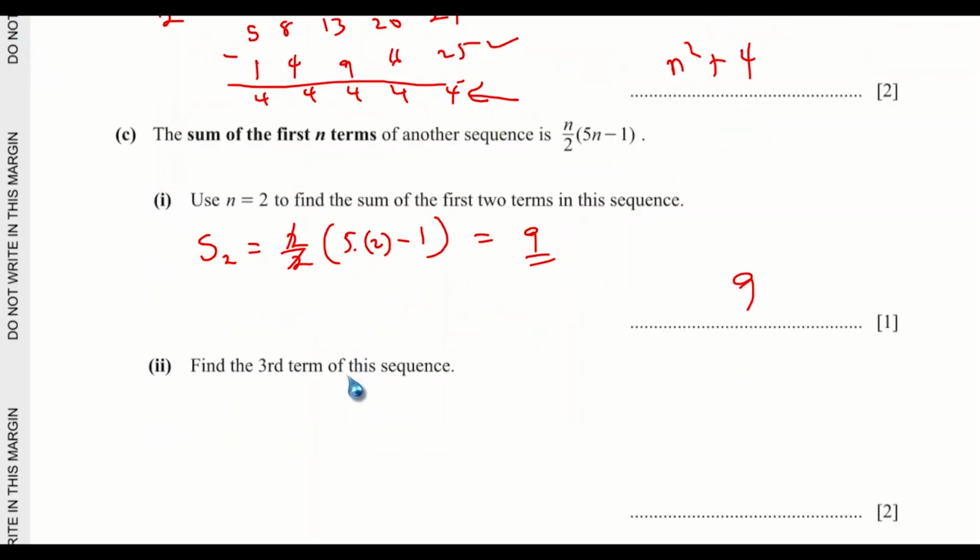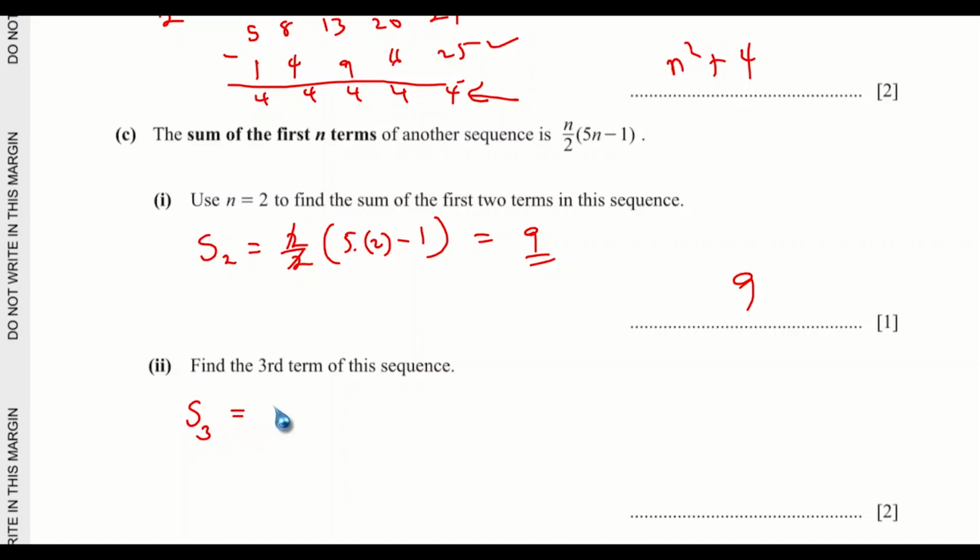Find the third term of this sequence. For you to get the third term, you have to find the sum of the first three, and subtract the sum of the first two from the sum of the first three. That will give you the third term. So let's get the sum of the first three.